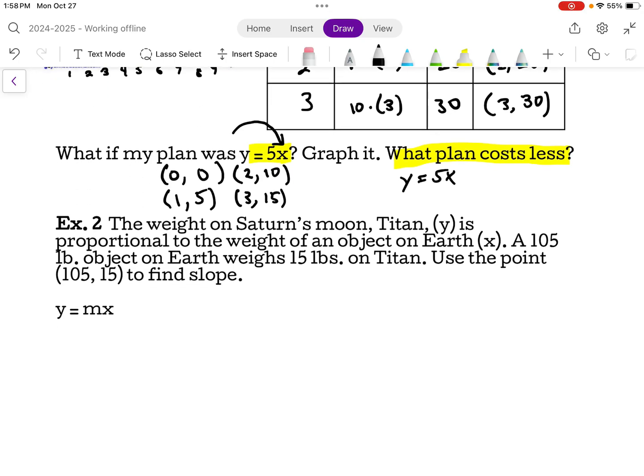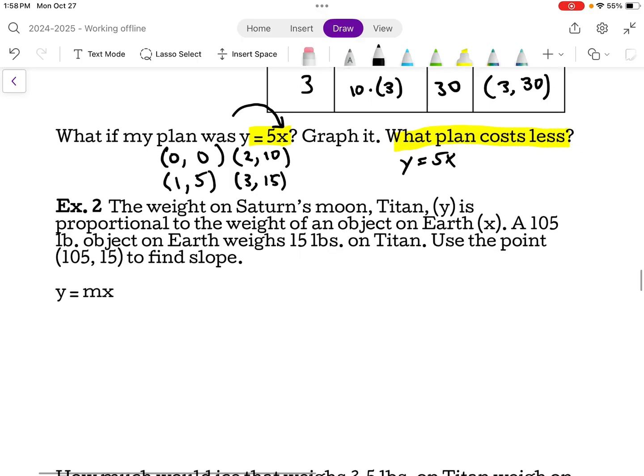All right, example 2. The weight on Saturn's moon Titan, y, is proportional to the weight of an object on Earth. A 105-pound object on Earth weighs 15 pounds on Titan. Use the point (105, 15) to find the slope. So this is a proportional relationship. I do know that if it's a proportional relationship, it's going to go through (0, 0). So I can have (0, 0) as one of my points, and then (105, 15) as the other.